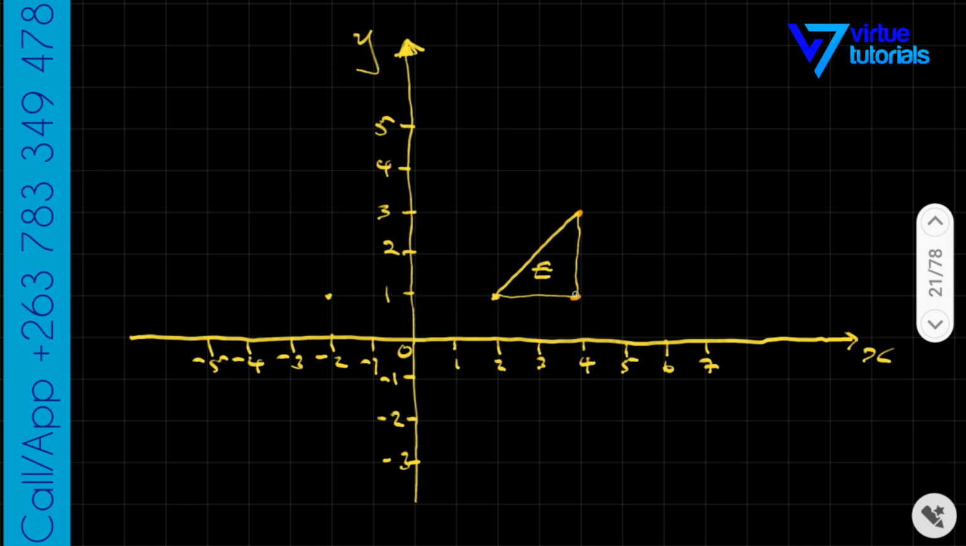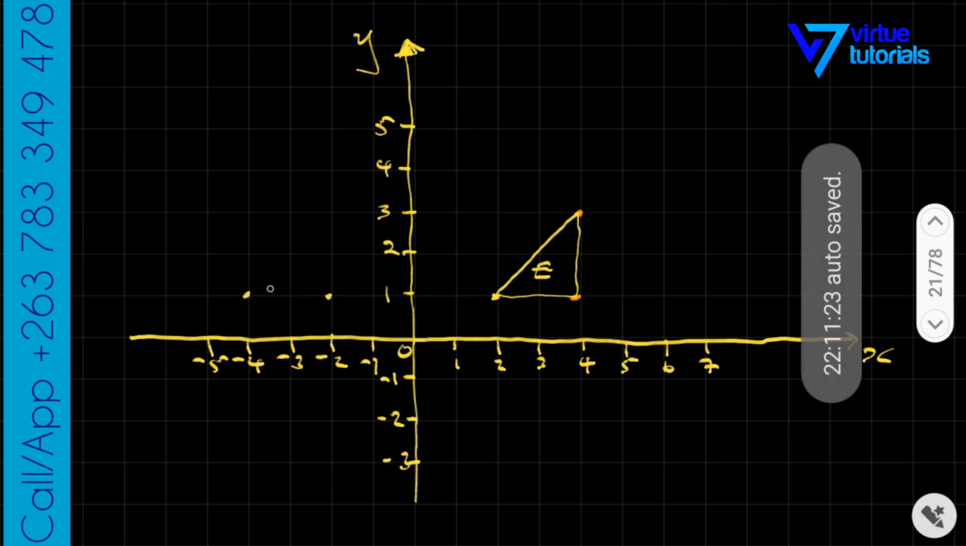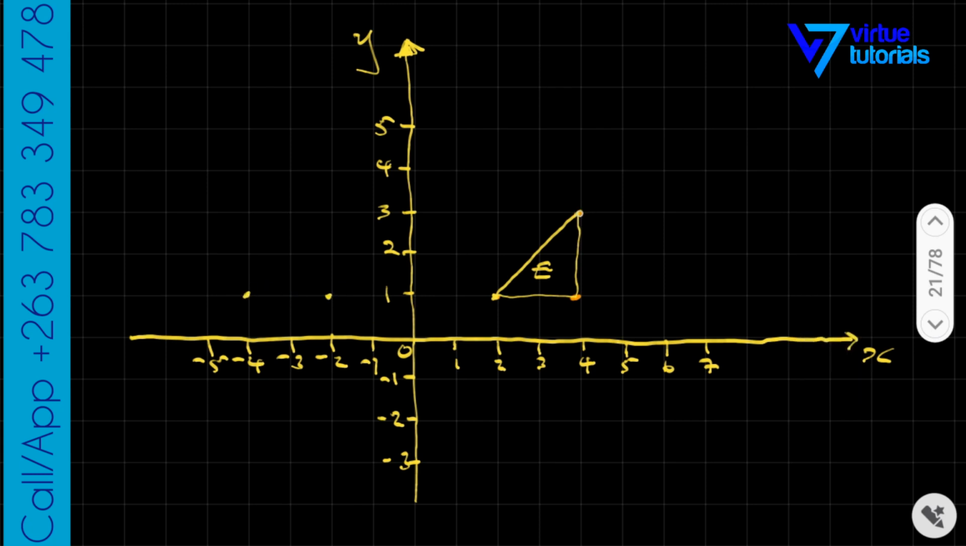This one here is 4 units. 1, 2, 3, 4. So its reflection must also be 4 units on the other side. 1, 2, 3, 4. I mark that. Then this one here is 4 units on that side. 1, 2, 3, 4. So its reflection must be 4 units on the other side. 1, 2, 3, 4. So once that is done, you've got your image there, and that's going to be your triangle X. So that's how simple it is to reflect across the y-axis, right?